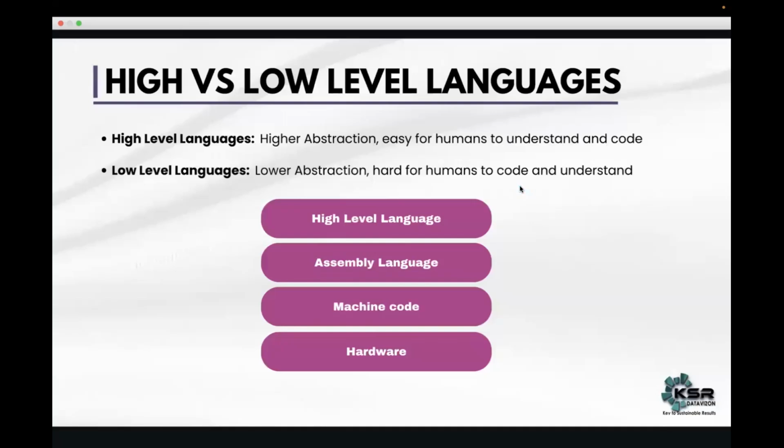Now what we will do, we will compare languages across features. Okay. So first is high versus low level languages.